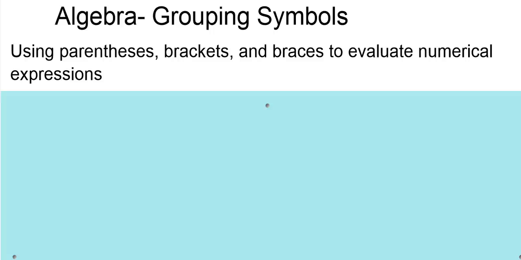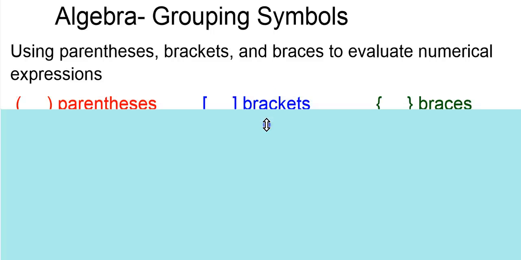Today we're going to be working on using algebra grouping symbols. We're going to be using parentheses, brackets, and braces to evaluate numerical expressions. So let's see what those parentheses, brackets, and braces look like.